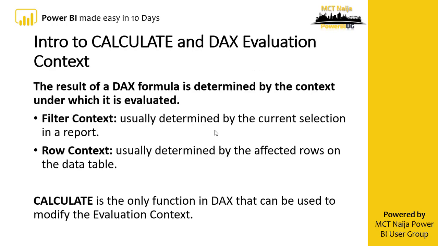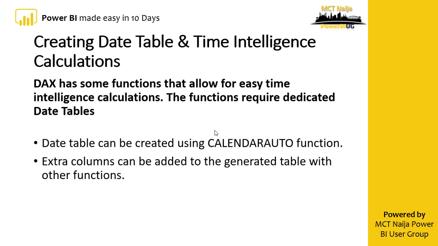Then we have been introduced to the CALCULATE function, which is the most important DAX function because it is the only function that can alter the filter context. We mentioned that the results of your reports in DAX are displayed based on the filter context and the row context, and the filter context is determined by whatever current selection you have. So if you need to do something different from the current selection, you have to use CALCULATE to alter what the filter is doing.